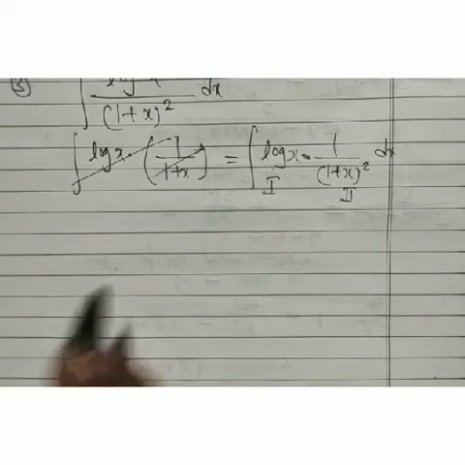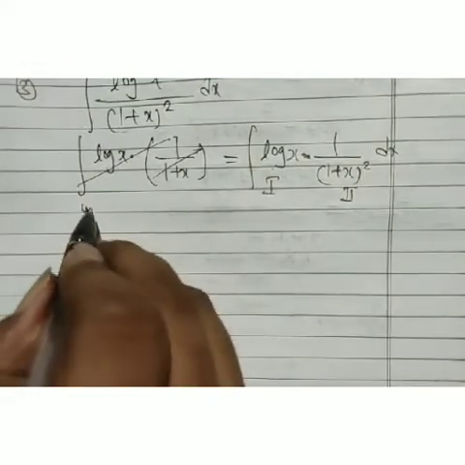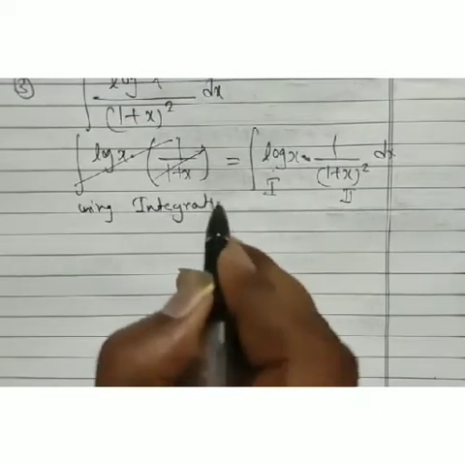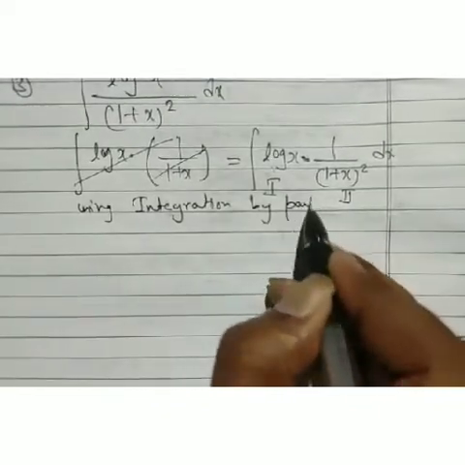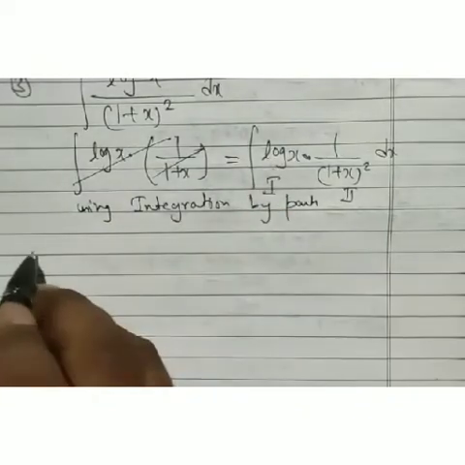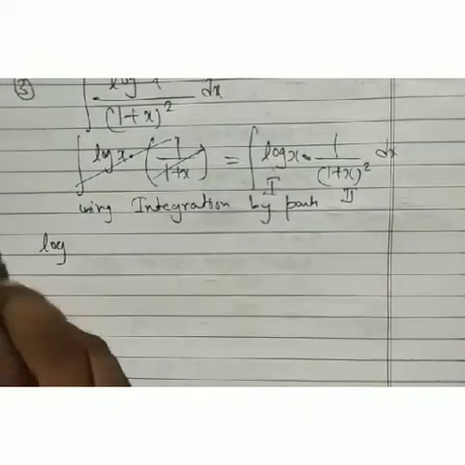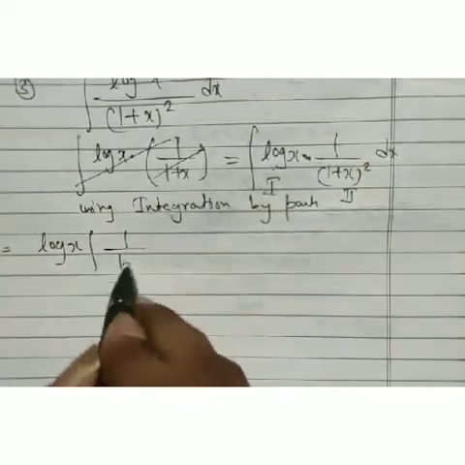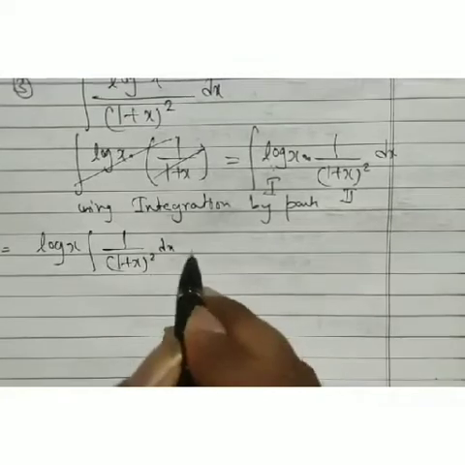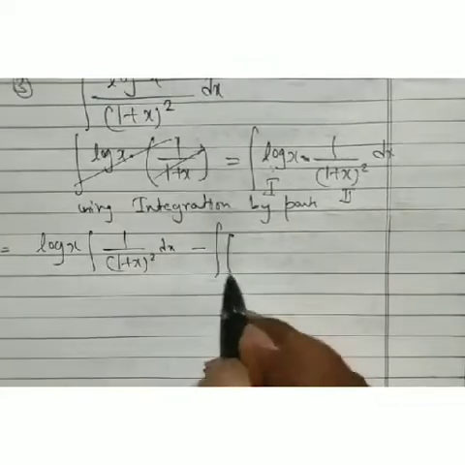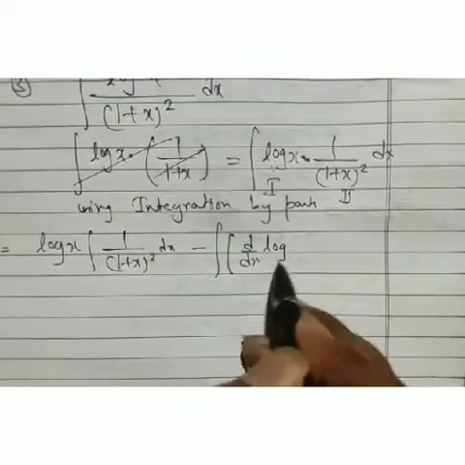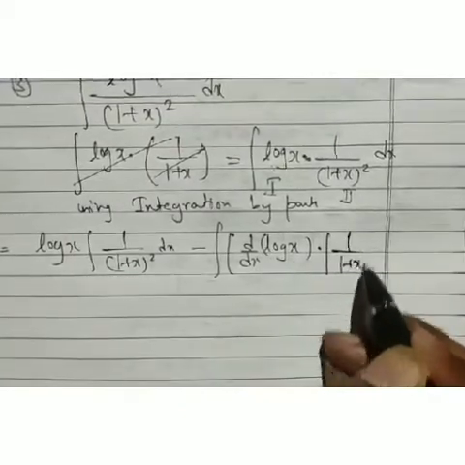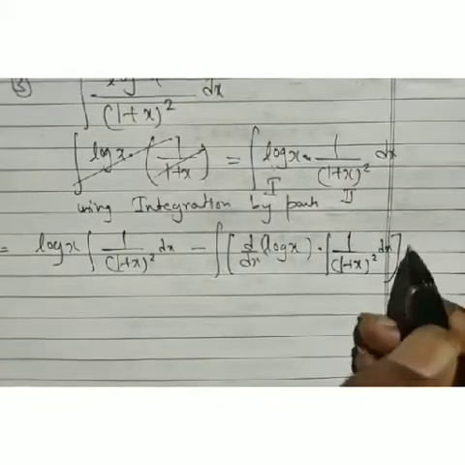Look, now we are using integration by parts. This is our first function, so I is equal to log x as it is, into the integration of 1 upon 1 plus x whole square dx, then minus the integration of d/dx of log x into the integration of 1 upon 1 plus x whole square dx, and lastly dx.